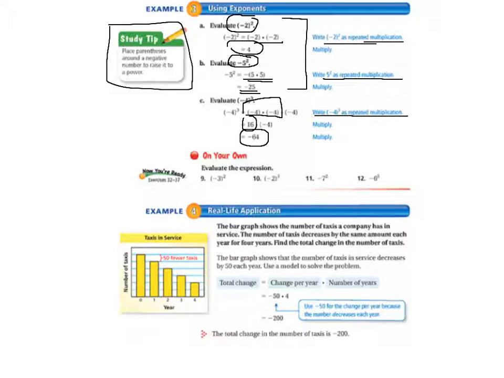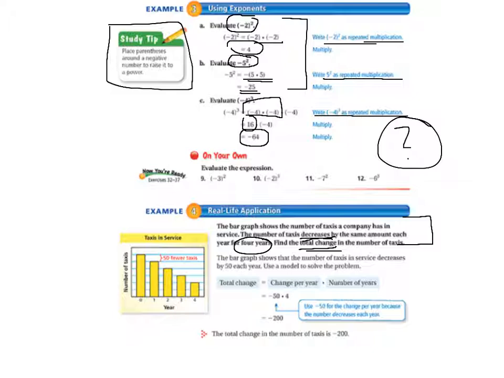Remember, if you have questions on this, mark them in your notebook and ask me in class. Let's move on to example 4, which is a real-life application. The bar graph shows the number of taxis a company has in service. The number of taxis decreases by the same amount each year for 4 years. Find the total change in the number of taxis.